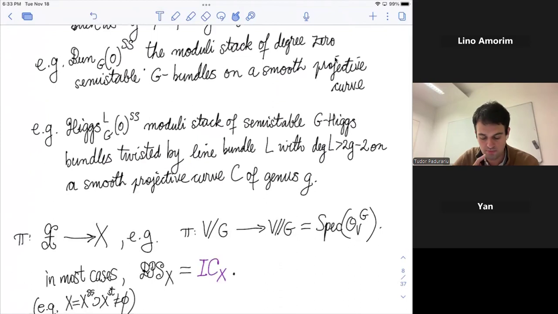But for the usual, like G equal GL_N, the degree of L for the usual Higgs bundle is exactly 2g minus 2, if I'm not mistaken. Which means that usual Higgs bundles are not included in the first section. They will be included in the third section, but now we are discussing an easier example.